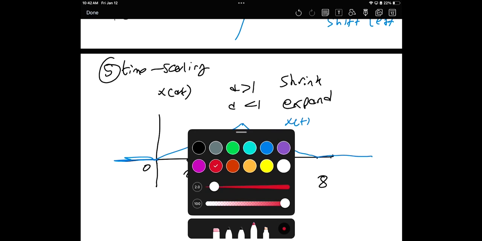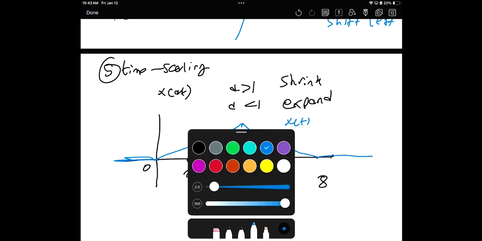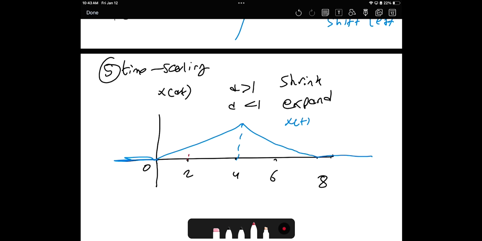If I say x of 2t, if the factor is larger than 1, then you will shrink. 2t shrinks by double. So what will happen? The peak, what used to be at 4, since it shrinks, will be 4 divided by 2. So the peak will be at 2. Then it will go back to 4, and it will be 0. So here is x of 2t.